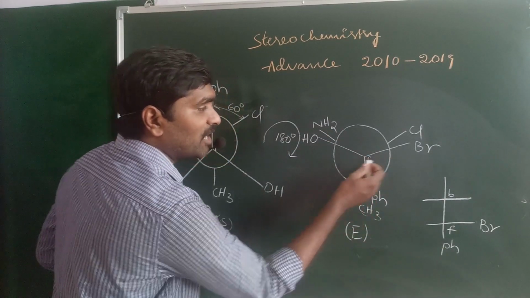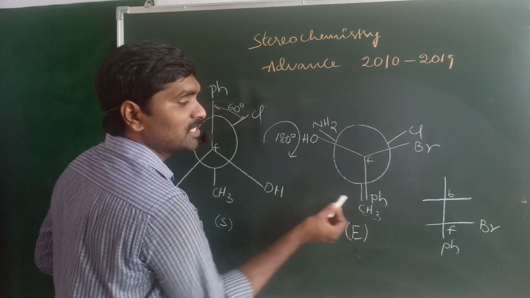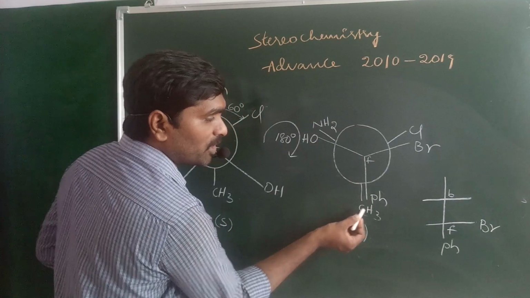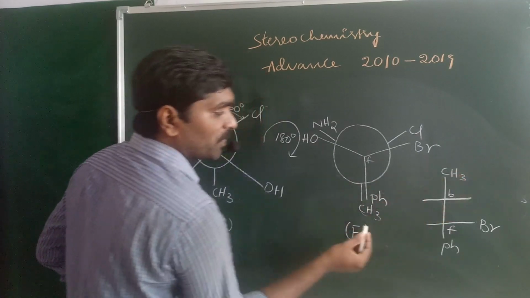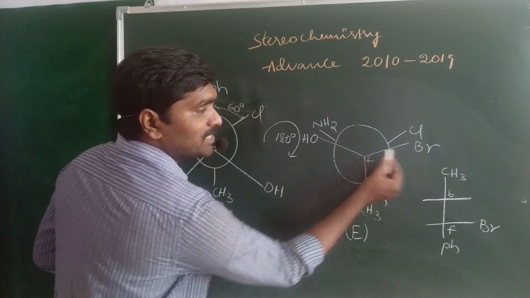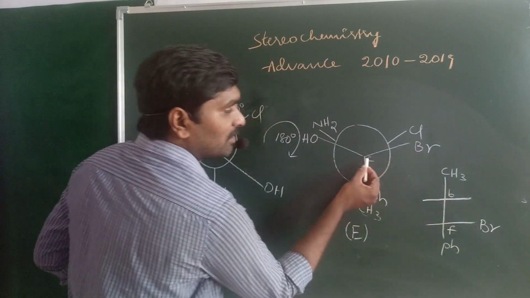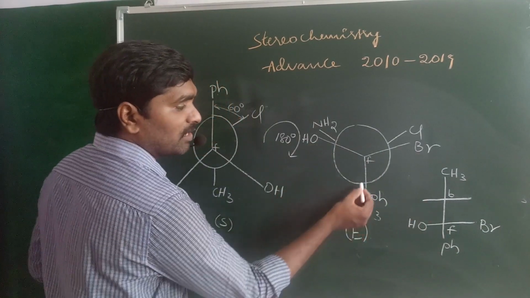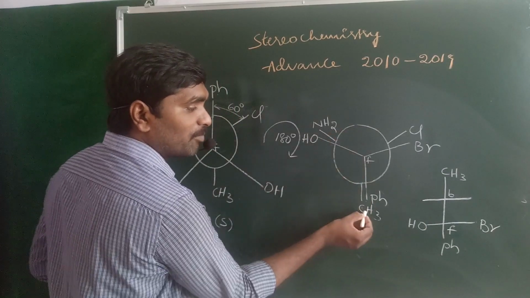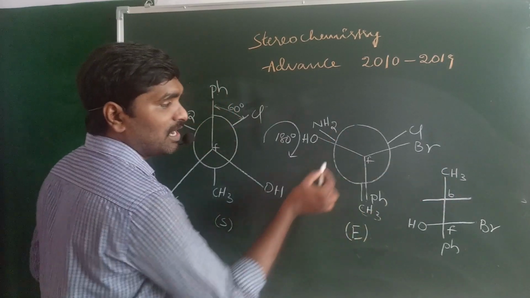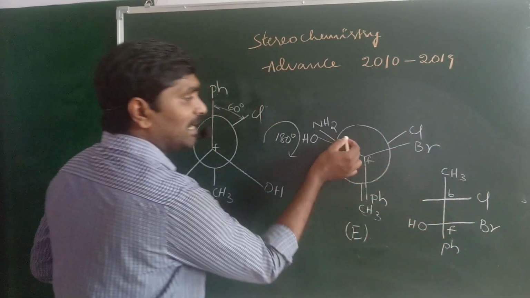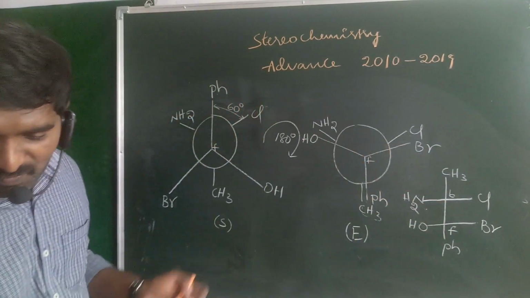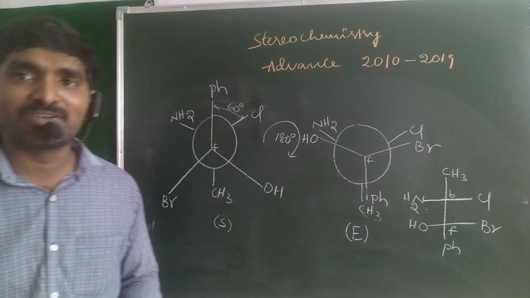On the back side carbon NH2, Cl and CH3 are present. So the front side carbon has pH on the vertical line, and the back side carbon has CH3 on the vertical line. On the front carbon, the right side has Br and the left side has OH. Again the same way, on the vertical line on the back side carbon you have the CH3. Right side Cl is present, left side NH2 is present. So this is the correct configuration.